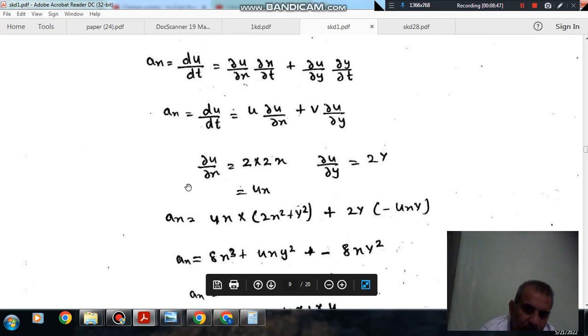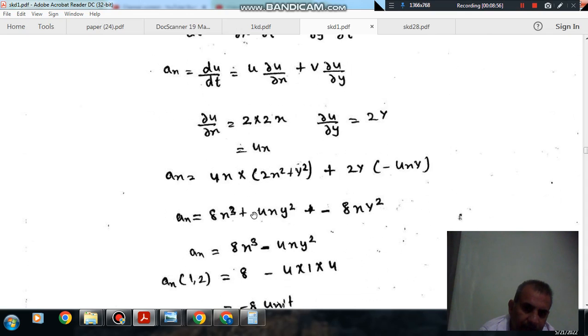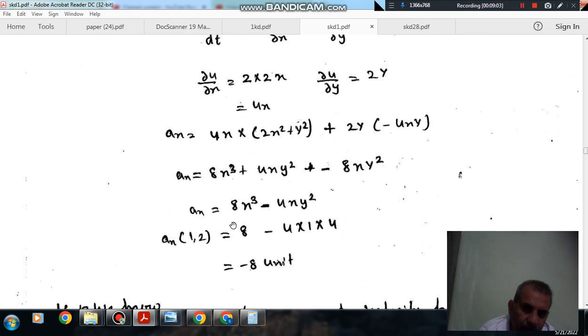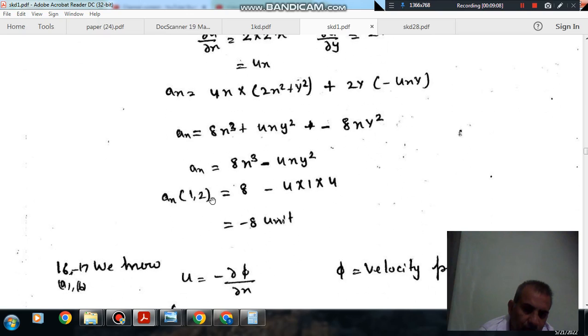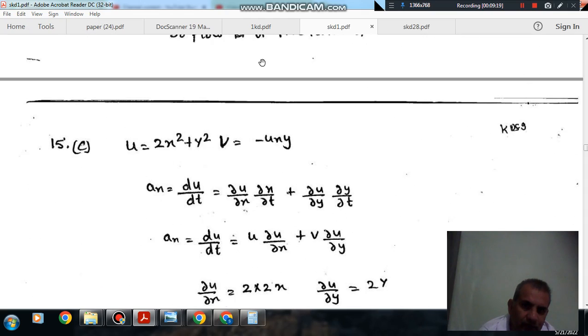So ax will be 4x into (2x square plus y square) plus 2y into (minus 4xy), or it will be 8x cube plus 4xy square minus 8xy square. So that will be 8x cube minus 4xy square. Putting x equal to 1, y equal to 2, we get 8 minus 16, which is minus 8. So the answer is C.